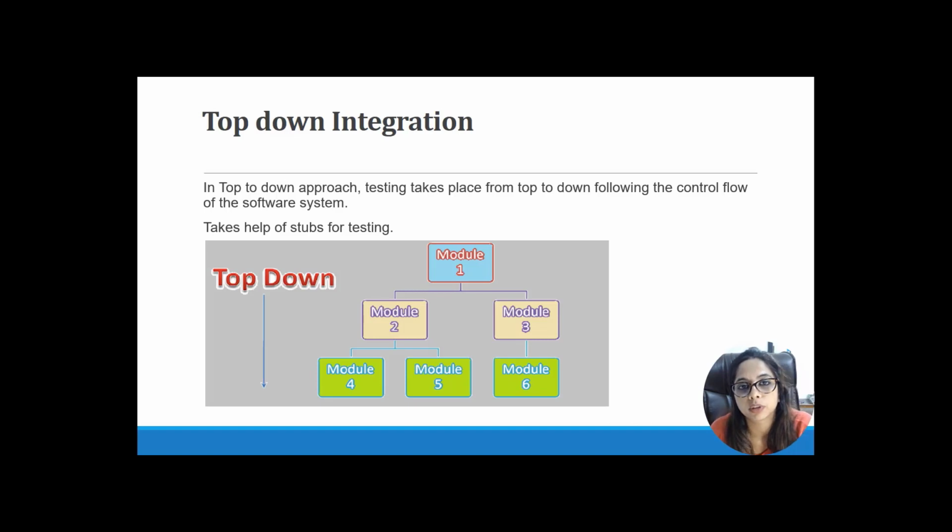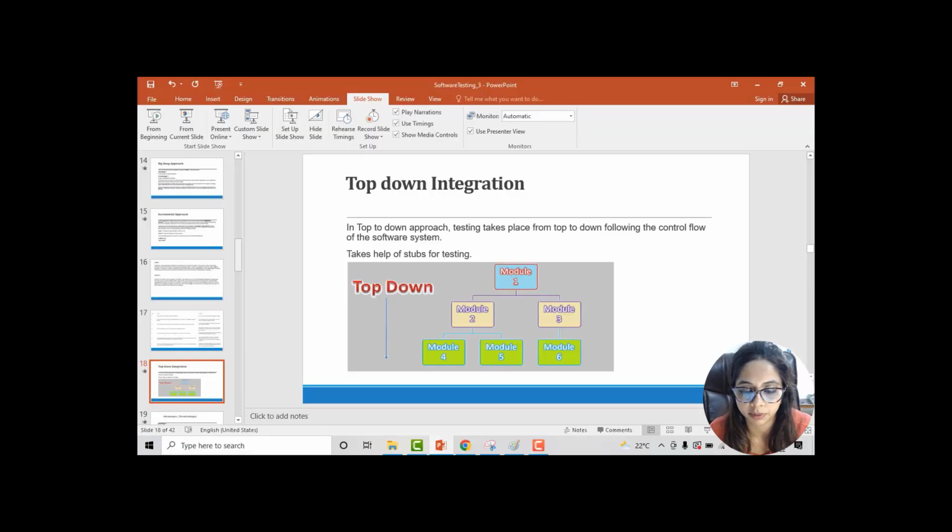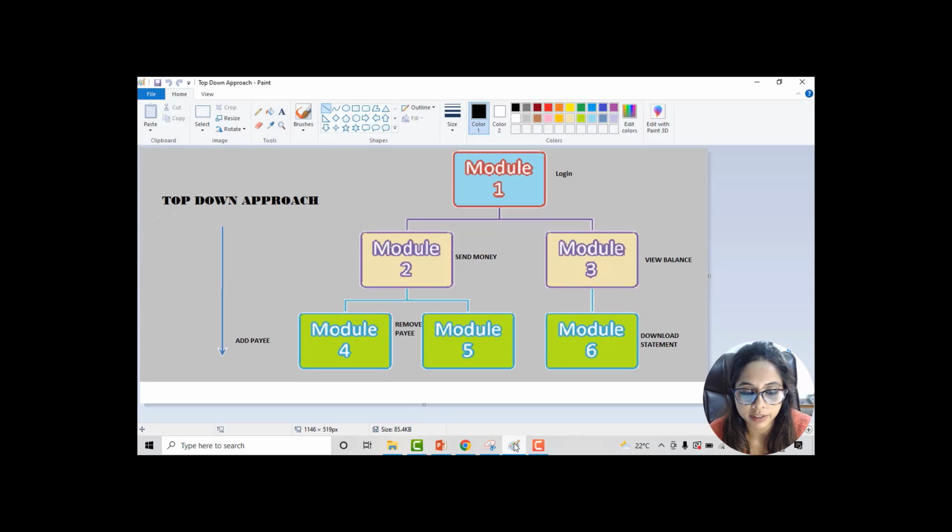So what are these programs? Stubs are programs which act as the lower modules. They are not yet ready, but they will be performing the functions for which they have been written. Taking an example, let's see this diagram. This will make it very clear. So we have a diagram here. Let's imagine that this is a banking application wherein we have the login page in the initial stage as the top module.